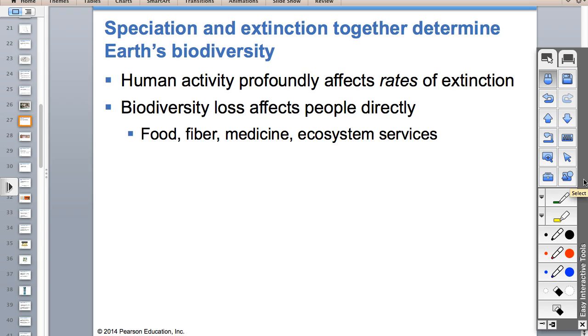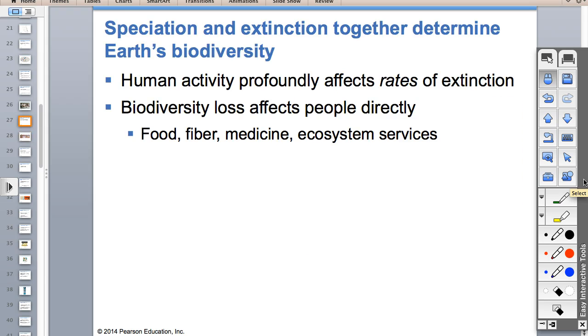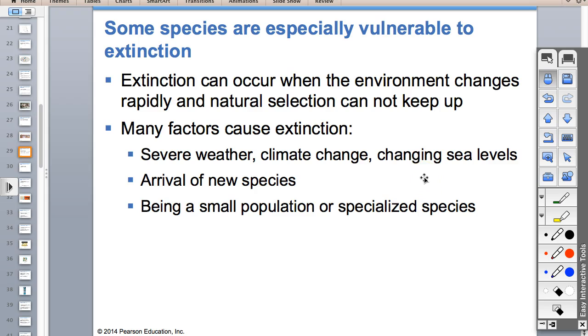Human activity has really affected the rate of extinction. We use food, fiber, medicine, all this. So here's a nice little picture of a lot of things that are extinct.